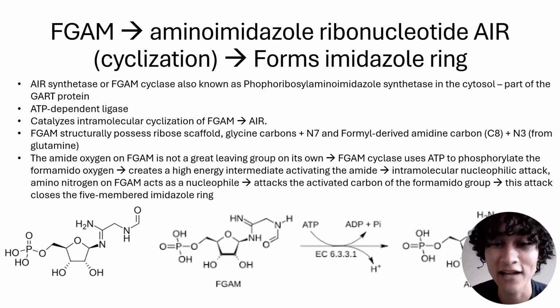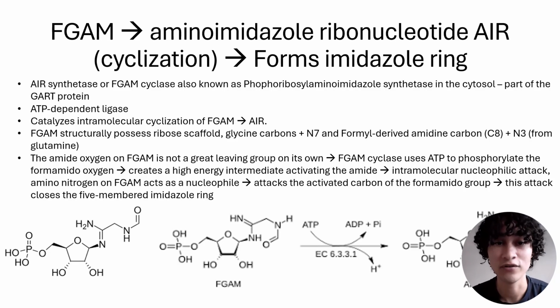Okay, so ATP itself, the phosphate group, is donated to that formamido oxygen. So that oxygen at the very end, that double bond oxygen that's linked to that amine NH group, is going to have phosphate transferred onto it. An inorganic phosphate group is going to be transferred to it. Okay, and this essentially forms a kind of high energy intermediate, and this activates the amide group. Okay, and it primes it for an intramolecular nucleophilic attack.